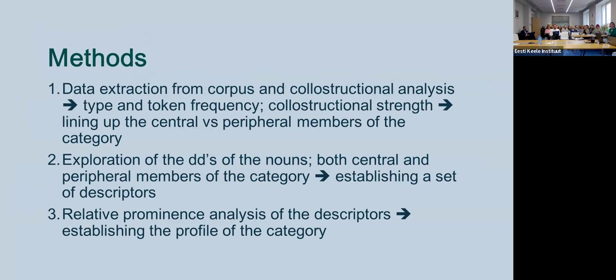Okay, fine. So the method consists of three steps, I could say. So first is a data extraction from the corpus and then performing construction analysis to find out what is the type and token frequency of the nouns that occur in this particular construction, then calculating constructional strengths. And this is in order to line up the actual slot fillers, the most strongly attracted ones, and then the peripheral ones. Then the next step is the exploration of the dictionary definitions of those nouns, both the central ones and the peripheral ones.